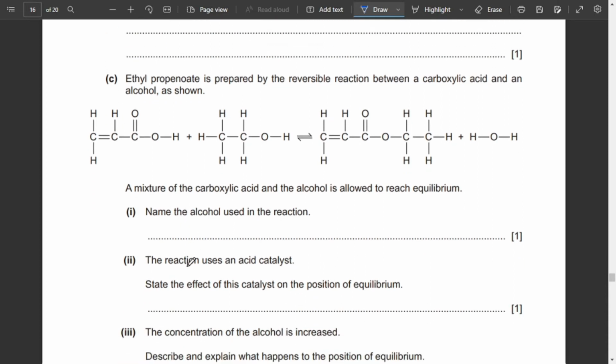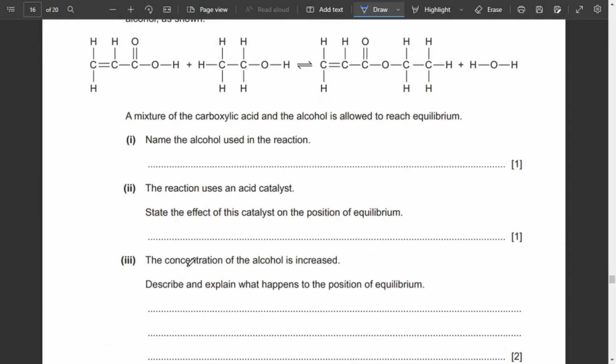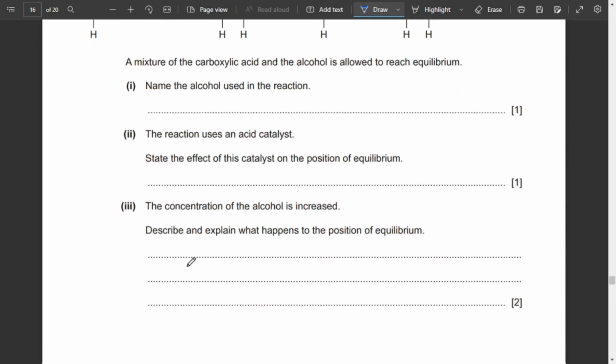Moving on to part 2, the reaction uses an acid catalyst. State the effect of this catalyst on the position of the equilibrium. Because we have a catalyst in it, catalyst only speeds up the reaction, it does not have any effect. So over here you're going to write it will not have any kind of effect on the position of equilibrium, it is just going to speed it up. Alright, so you can just write in one sentence that it will have no effect.